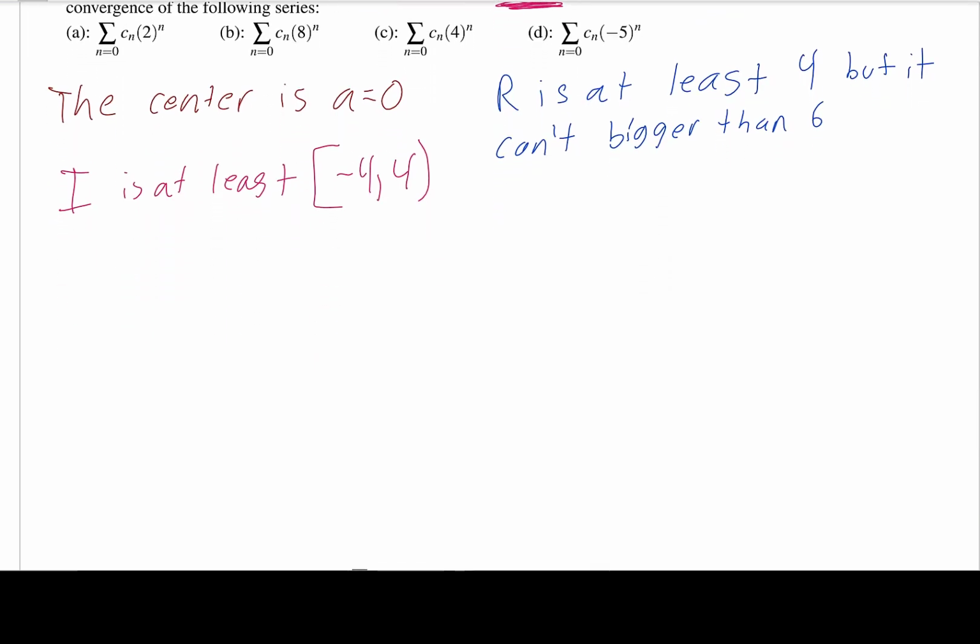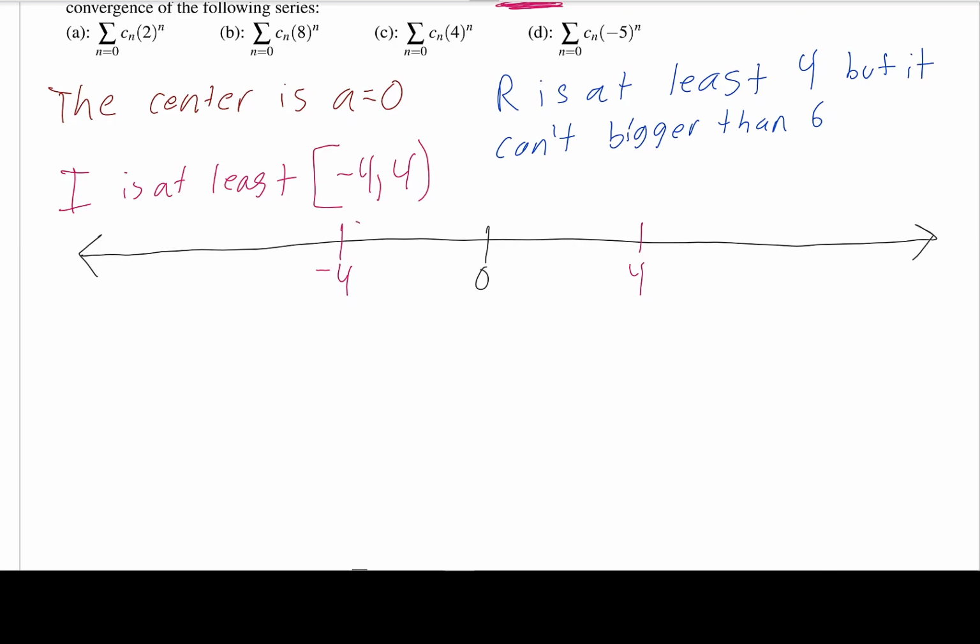Okay. So now if I draw a picture, so let's see. We'll do something like this. Here we have 0, which is going to be our center. Okay. And we know that from -4 to 4, we know for a fact that this area right here, right, so everything in here converges.